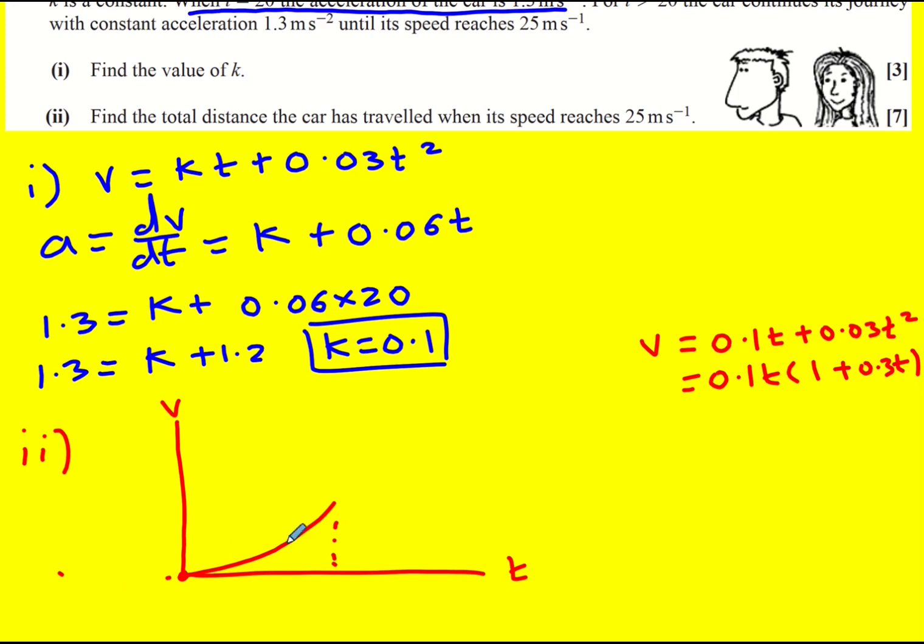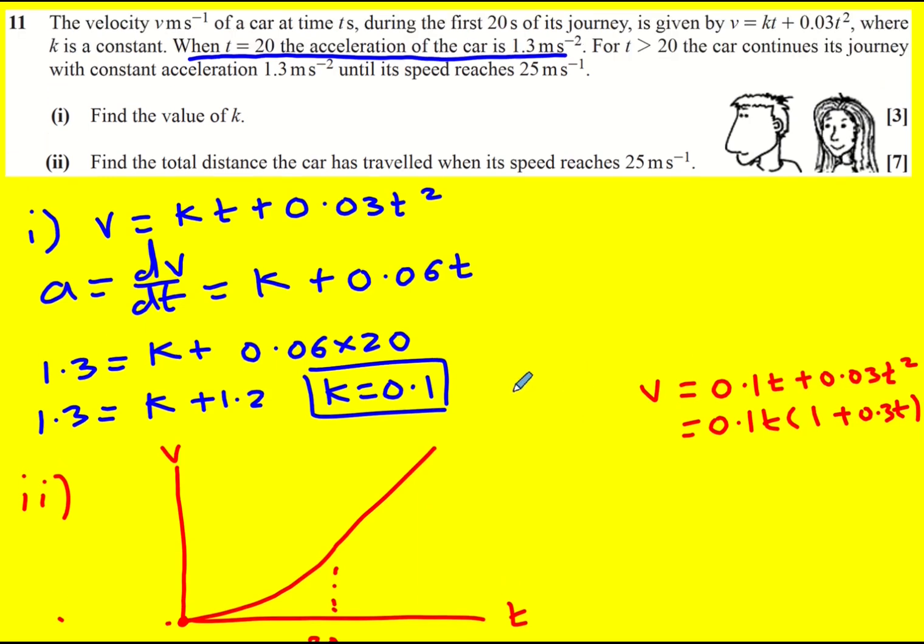I'm focusing on the sketch on the right because that's the key bit. So this is up to 20, and then at that point it just carries on. There's no kink. It doesn't have a kink and go at a different acceleration. It carries on with the same acceleration like that, but it doesn't continue to increase until its speed reaches 25. So we're going to want to find this blue area, and we've also got this green area to find.